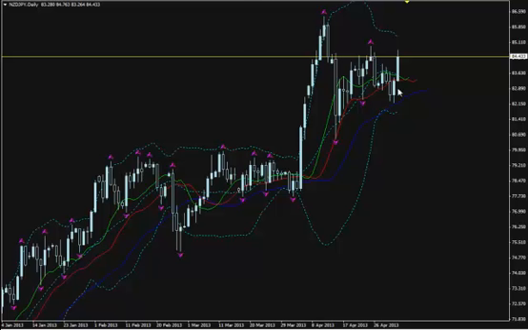Now, valid fractals are the fractals which are on one of the 3 Bollinger Bands: on the upper Bollinger Band, on the lower Bollinger Band, or in the middle Bollinger Band. And we consider them valid if, for instance, this is an upper Bollinger Band fractal, it is above the alligator's teeth, which is the red line, and it is valid.